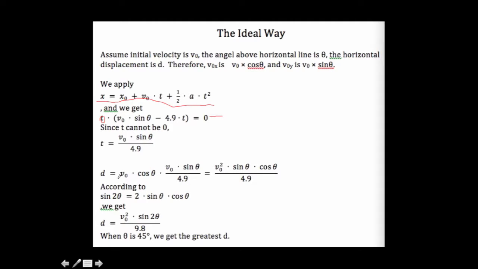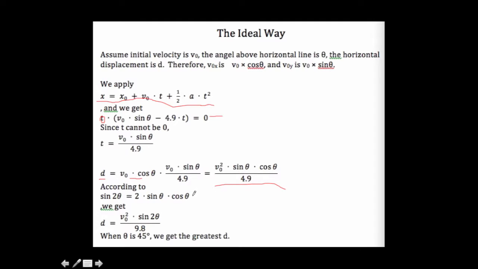Okay, so the displacement is speed multiplied by time. So we plug in. This is the horizontal speed, v0 multiplied by cosine theta, and multiplied by the t we just got. So we get the result here: v0 squared multiplied by sine theta multiplied by cosine theta divided by 4.9.